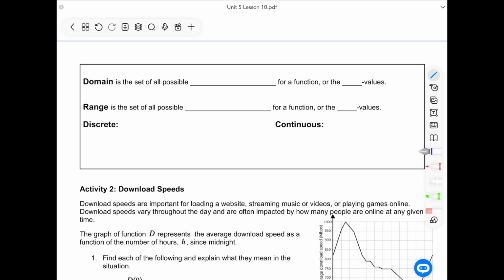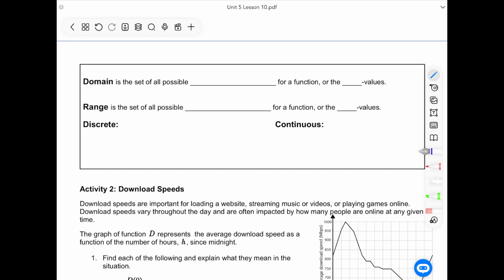So we're going to pick up with the notes section, and this is going to be on the front of the second page in Unit 5, Lesson 10, where we began looking at domain and range. Some of you, depending on your class period and who your teacher is, may have already looked at these notes and gotten them down. And if so, feel free to just move a little bit ahead to Activity 2, skip forward a little bit in the video.